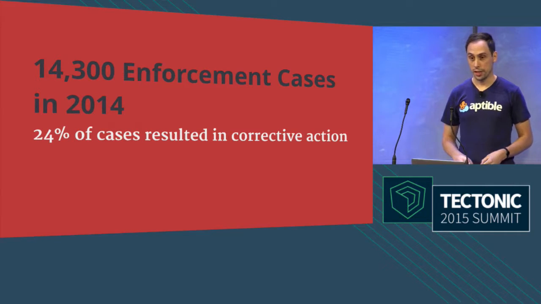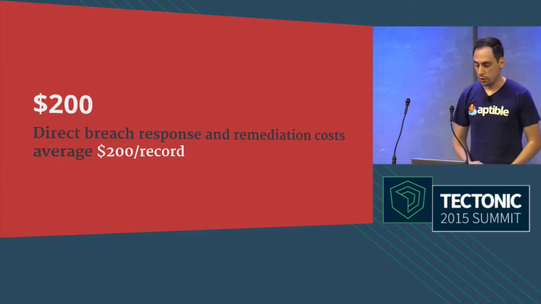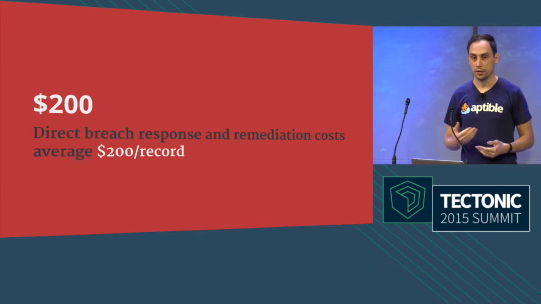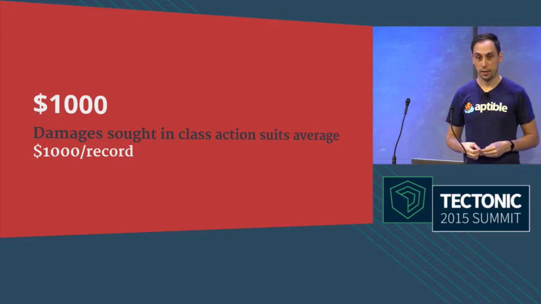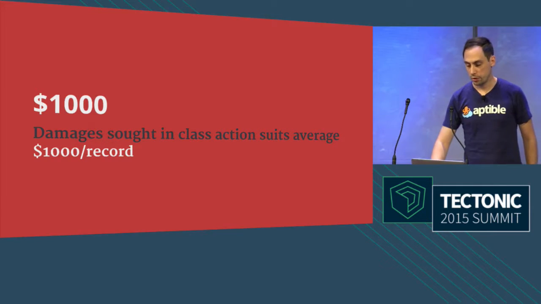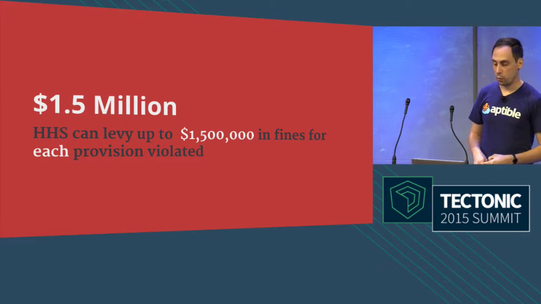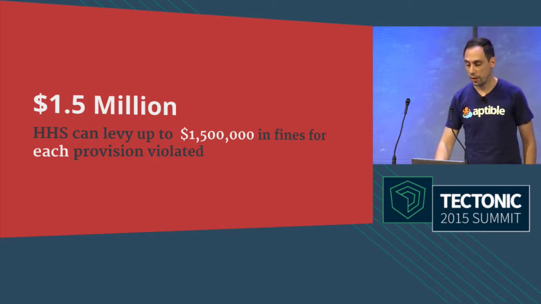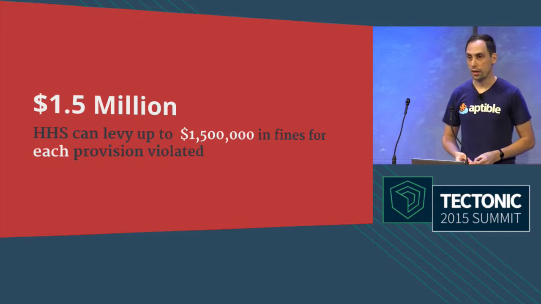24% of these cases resulted in corrective action, which is euphemistic for a lot of fines. The fines include direct breach and remediation costs of up to $200 per record. This is per patient record that's involved in the breach. That doesn't include damages sought in class action suits, which average $1,000 per record. And then on top of all that, a fine of $1.5 million can be levied for each provision of HIPAA that's violated. So that's a pretty strong stick to compel us to comply with HIPAA.